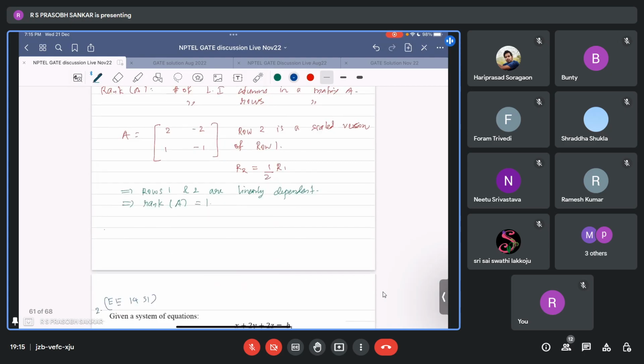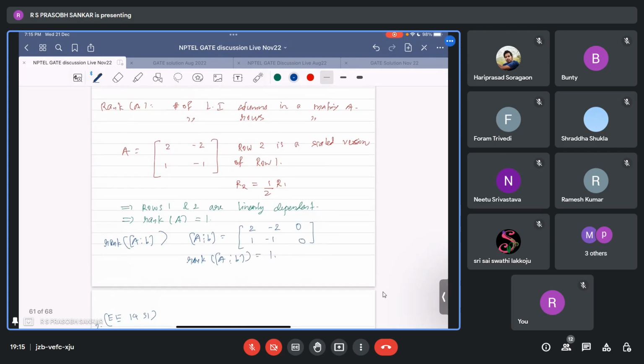Now what is rank of A augmented B? So this A augmented B is given like this. We have 2, minus 2, 0, 1, minus 1, 0. Once again, if you see, we are adding only zeros, right? So it doesn't change any of the other terms. So this second row is still a scaled version of the first row. That means this is also having rank 1. So rank of A augmented B is also 1.